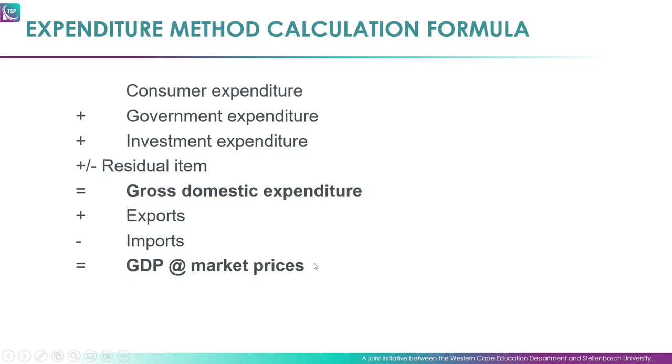And just before this, I asked you, how do we convert the GDP at market price to GNP? If I wanted to convert that to GNP, I must add the primary income from the rest of the world minus the primary income to the rest of the world.